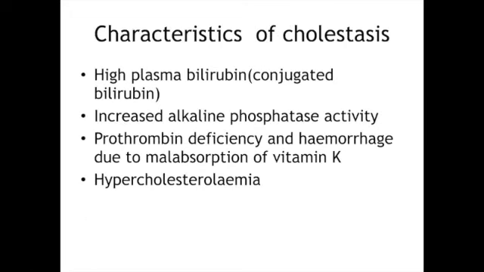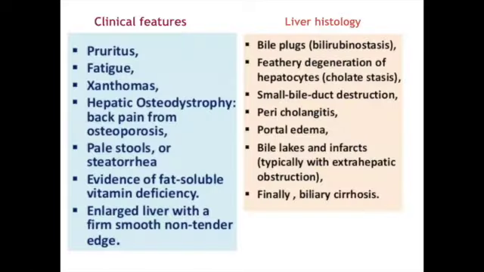So the characteristics of cholestasis include high plasma bilirubin compared to the other types of jaundice. There will be sudden elevation and increased level of conjugated bilirubin. There will be alkaline phosphatase elevation. There will be deficiency of prothrombin, and these patients can have hemorrhage due to malabsorption of vitamin K, and they can have hypercholesterolemia due to decreased clearance of serum cholesterol. So this patient can have pruritus, fatigability, xanthomas, hepatic osteodystrophy, pale stools or steatorrhea. There will be evidence of fat-soluble vitamin deficiency.